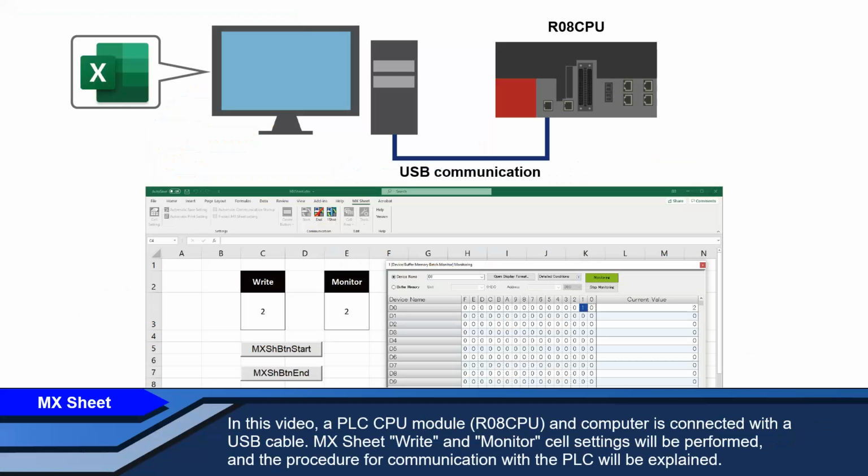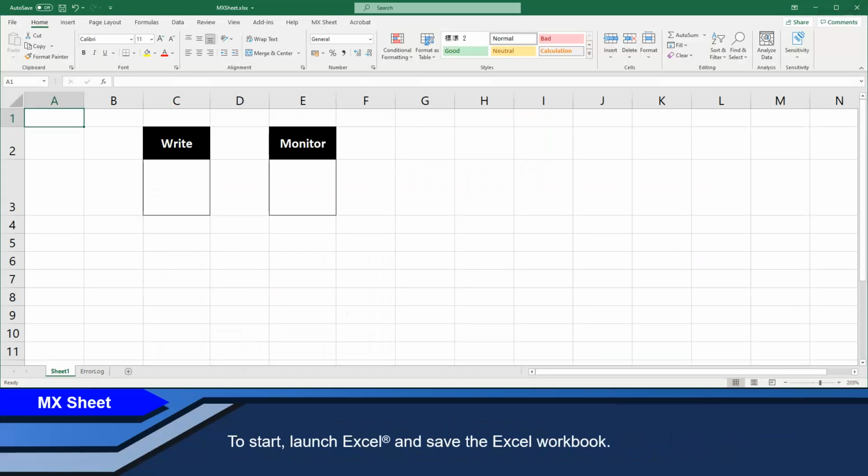In this video, a PLC CPU module R08CPU and a computer are connected with a USB cable. MX Sheet write and monitor cell settings will be performed, and the procedure for communication with the PLC will be explained. To start, launch Excel and save the Excel workbook.